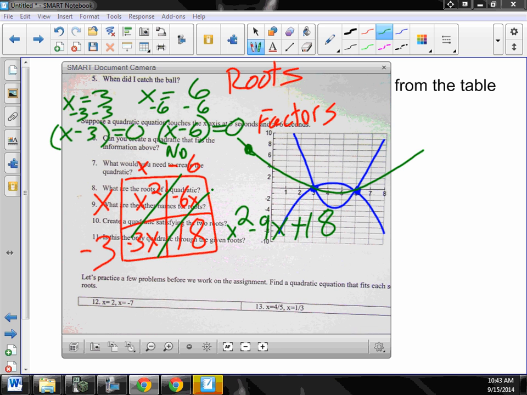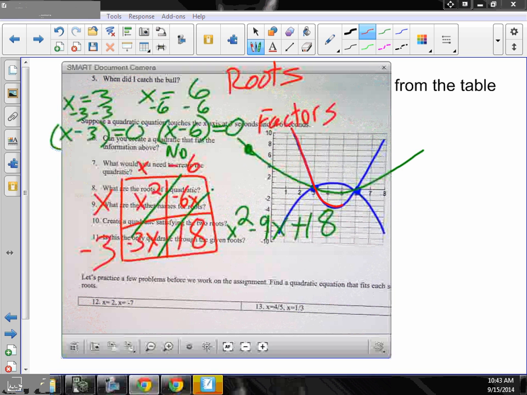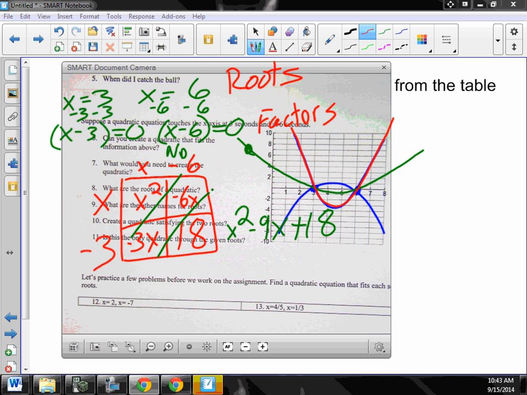Now, is this the only quadratic that hits those two roots? No. But it is this one. This is kind of considered the most basic quadratic. Using this equation, we could create all other quadratics.